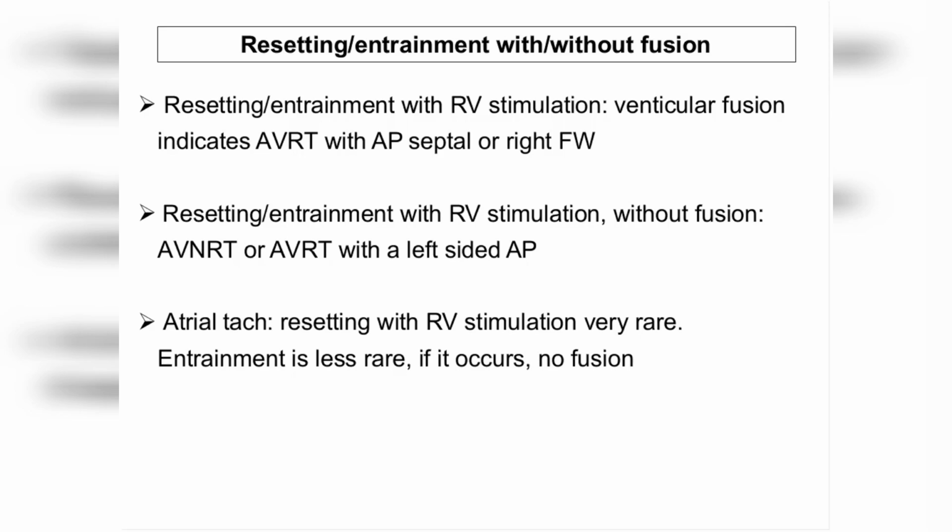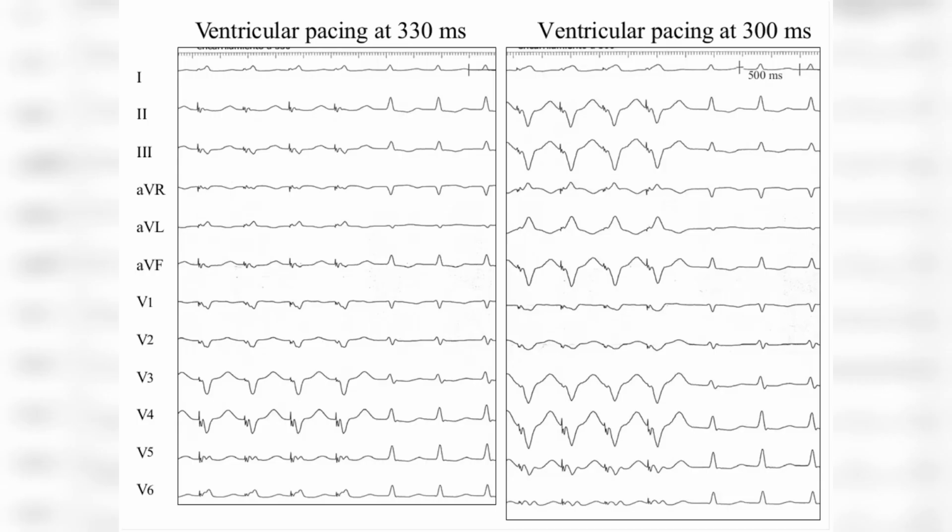Let me show you some examples. Look at these two tracings. I want to stress that these two tracings belong to the same patient, the same tachycardia. You can see the tachycardia on the last 3 beats of each of the tracings. We have performed ventricular stimulation during the tachycardia, and what you can see here are the last 4 beats of a patient paced at a cycle length of 330 in the left panel, at a cycle length of 300 milliseconds on the right panel.